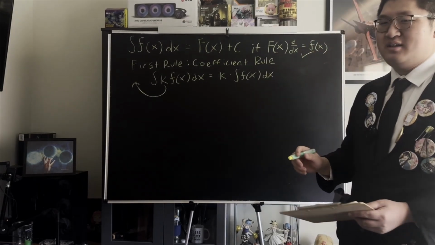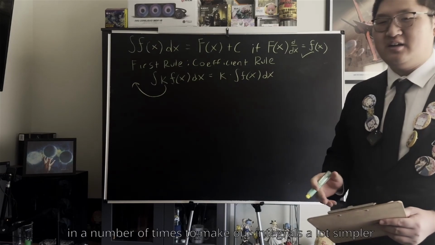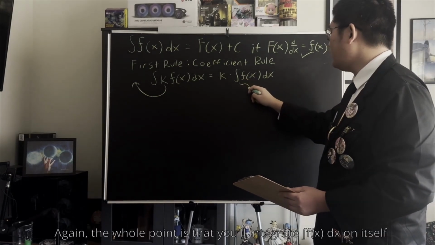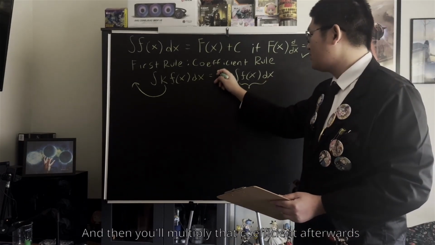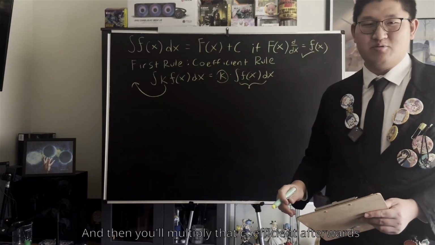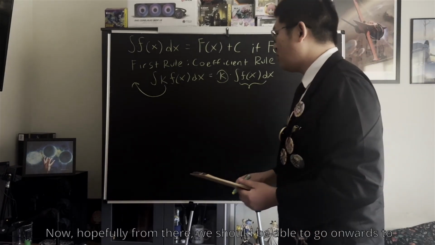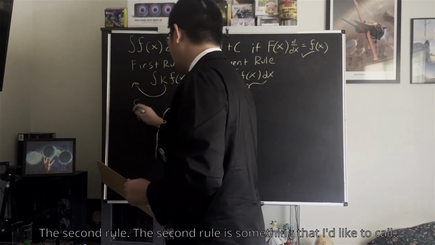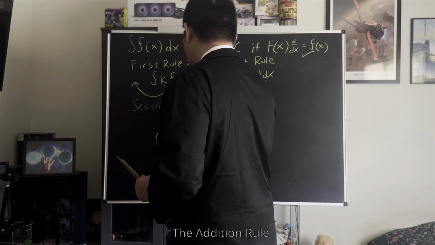Pretty simple, I hope so, because this can actually help us quite often to make our integrals a lot simpler. Again, the whole point is that you'll integrate the f of x dx on itself, and then you'll multiply that coefficient afterwards. Now, hopefully from there, we should be able to go onwards to the second rule. The second rule for integration is something that I'd like to call the addition rule.